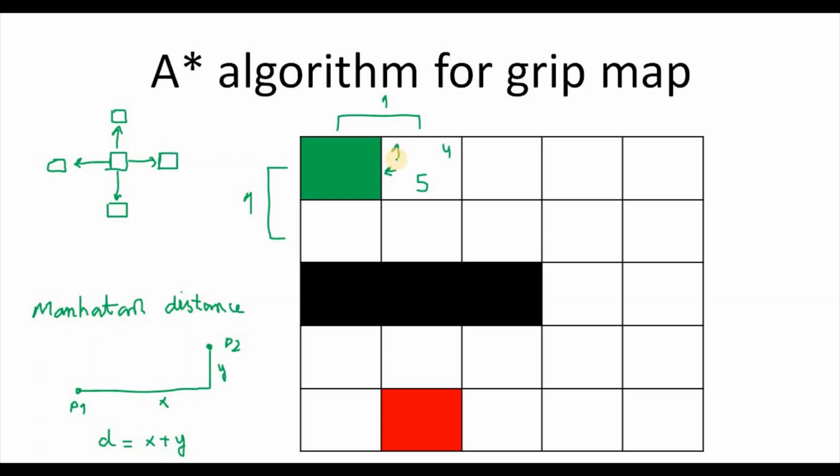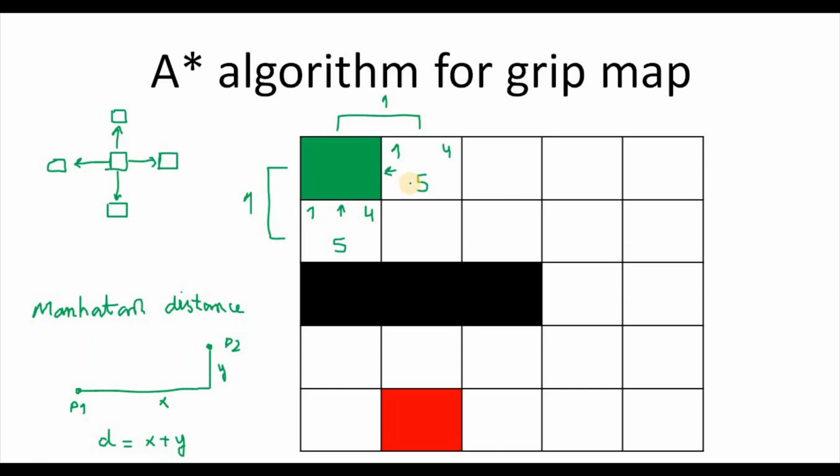So this is how we define it. This one is the G cost here, this is the H cost, and this is the F cost, which is the sum of G and H cost. And this arrow represents where we came from, which was the parent node. And similarly, we do this for this node also. So this node has a G cost of 1, and H cost is 1, 2, 3, and 4. And the total F cost is 5, and its parent is, we came from here.